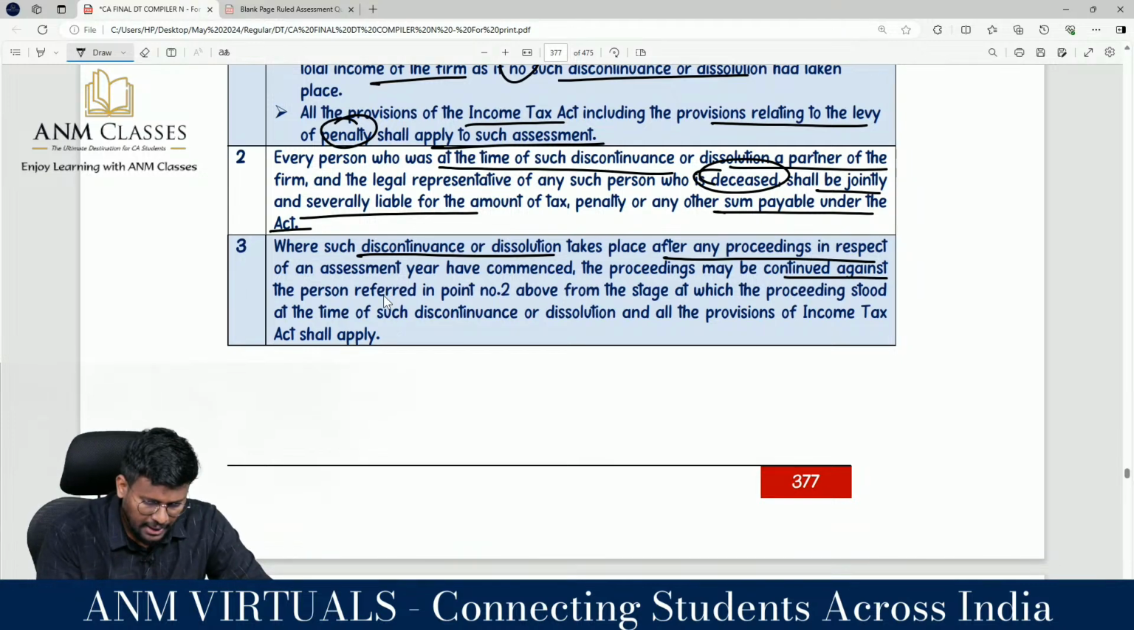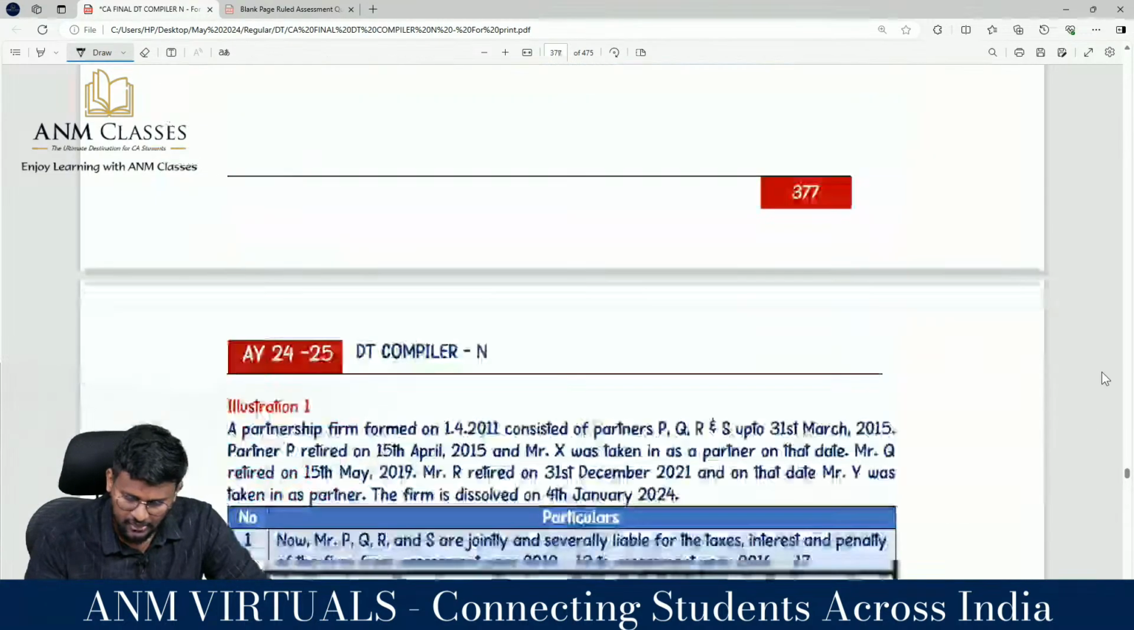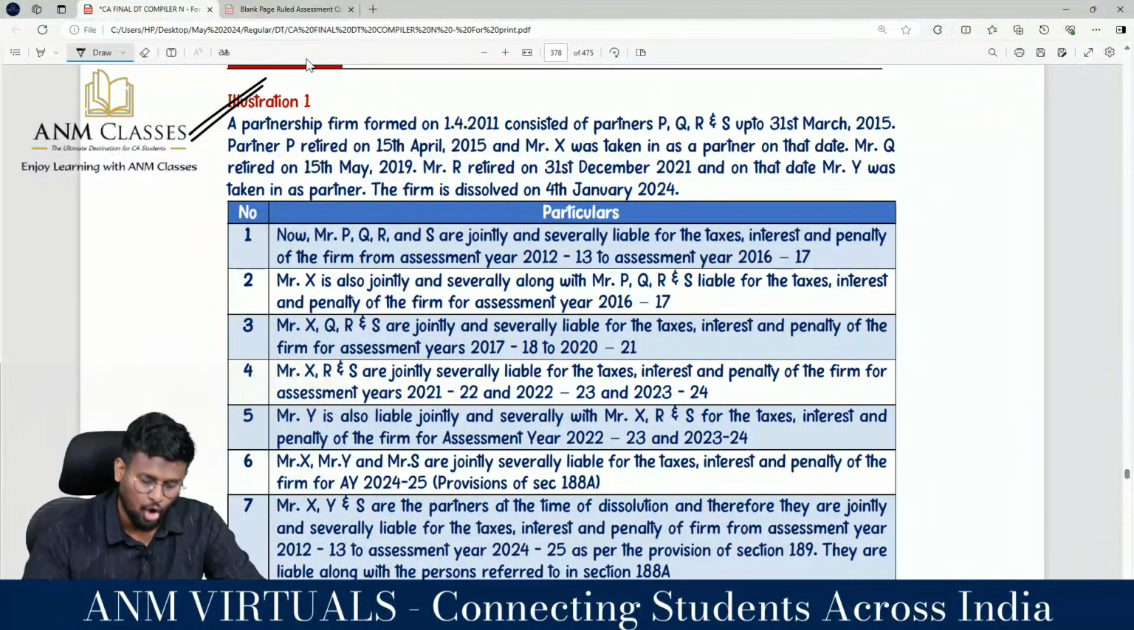Proceedings may be continued against the person referred to in point 2 above from the stage at which proceedings stood at the time of such discontinuance or dissolution, and all provisions of the Income Tax Act shall apply. I will give you a masterclass example to make you understand all these things.